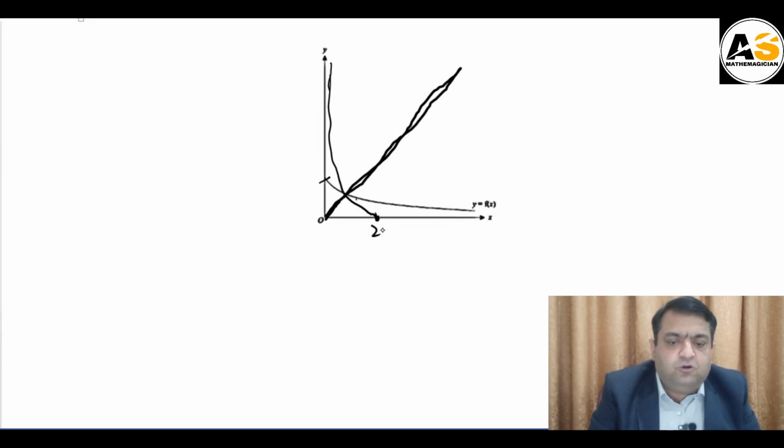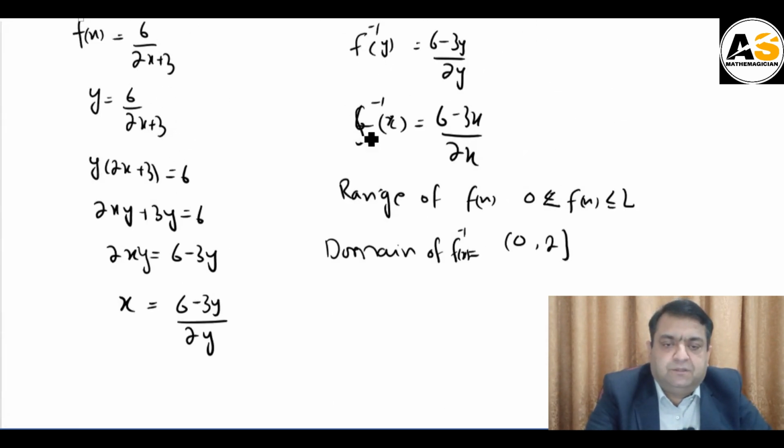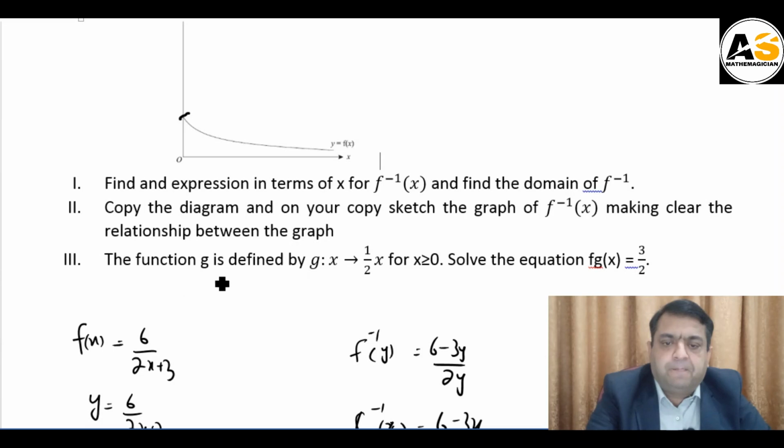This point was (0, 2). This point will be (2, 0). So this is the graph of f inverse. You just need to copy and paste this inverse function graph over here.